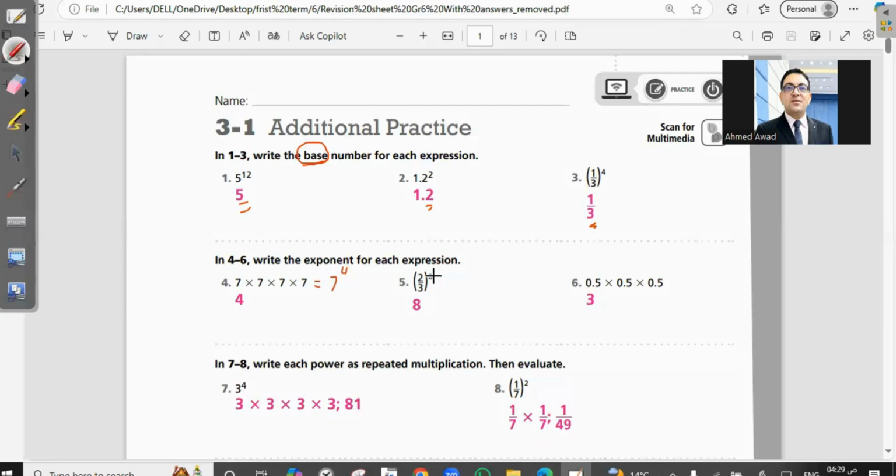Number 5, it's 2 over 8 to exponent 8. So the exponent here is going to be what? It's going to be 8. What about number 6? Yeah, 0.5 repeated 3 times. So the exponent is going to be 3.